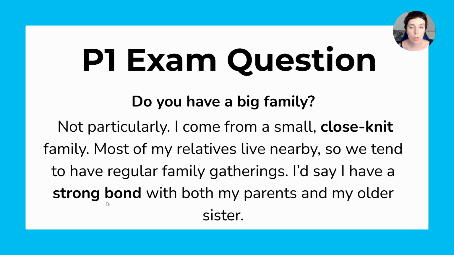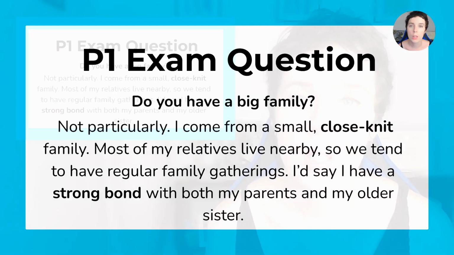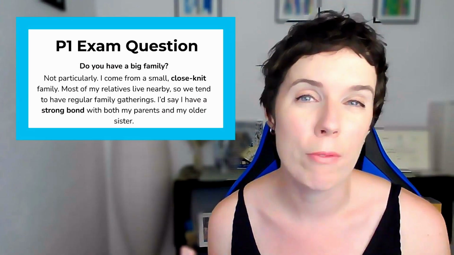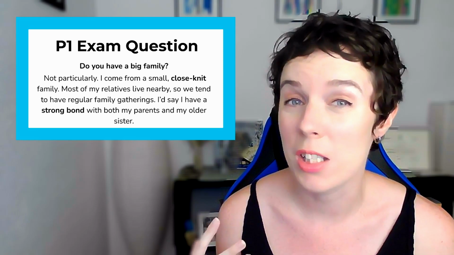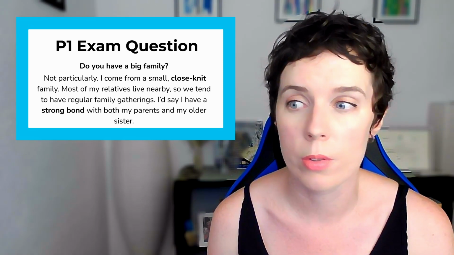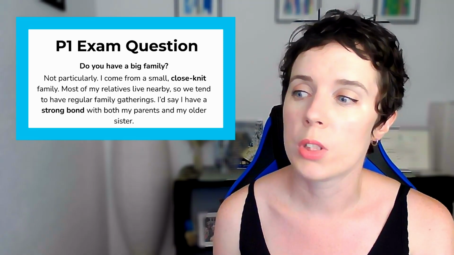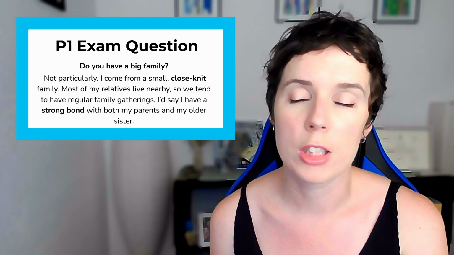So here's an extra collocation for you as well, a strong bond. You can use that as well. Again, we don't say heavy bonds. We don't really say tight bond. You would say strong bond. Okay. So you could use close-knit and strong bond there. It's an example of one for you.